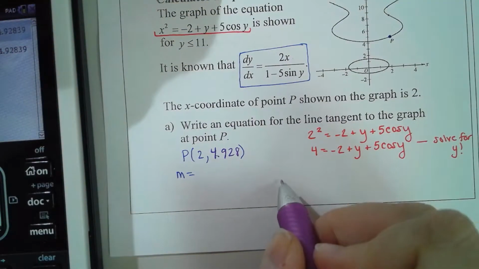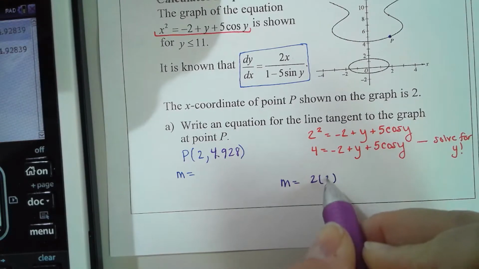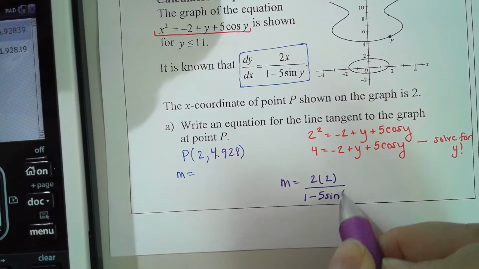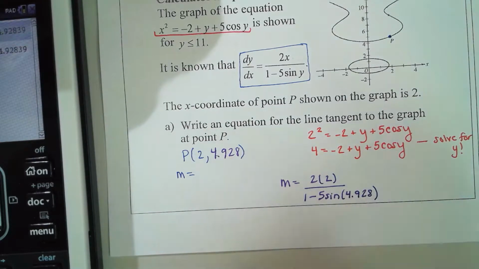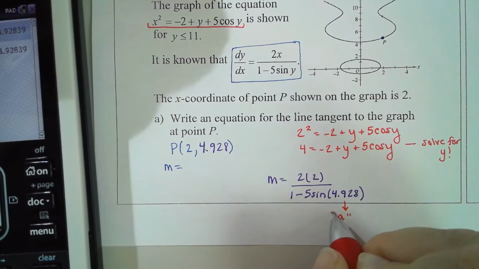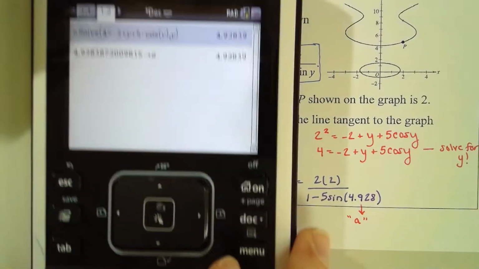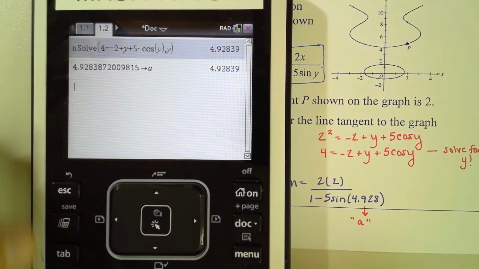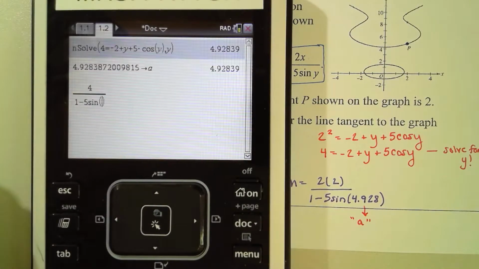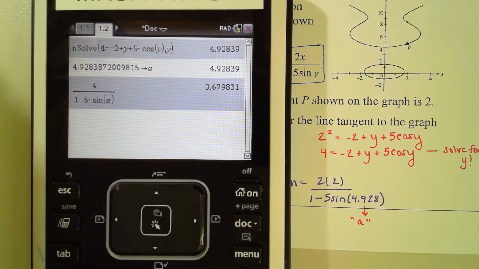They gave us a formula for that. M equals 2 times the x-coordinate of 2 divided by 1 minus 5 times the sine of the y-coordinate, which is 4.928. But don't forget, we're going to use A, right? So I'm going to go back to my calculator and type that in. So I have the fraction of 4 over 1 minus 5 times the sine of A. And when I type in my A, it's bold, and that's the calculator's way of saying you have something stored there. And if I'm truncating, I get 0.679.